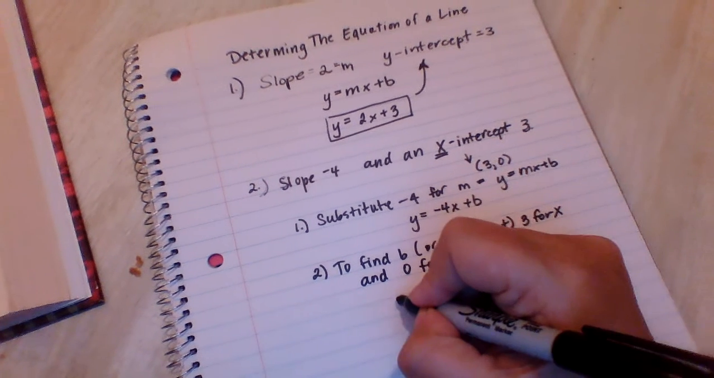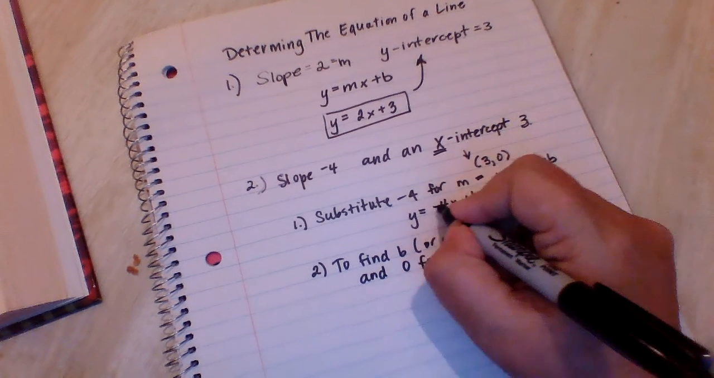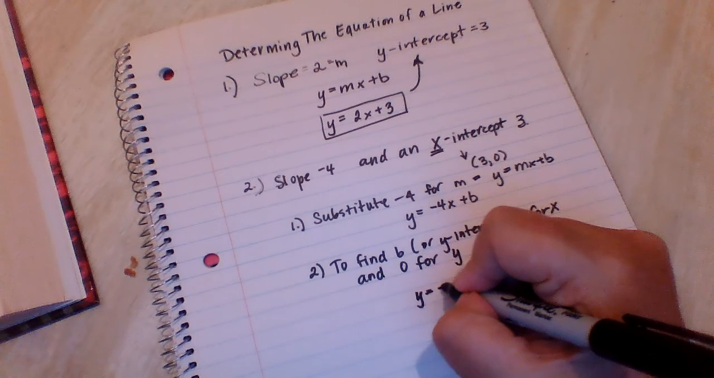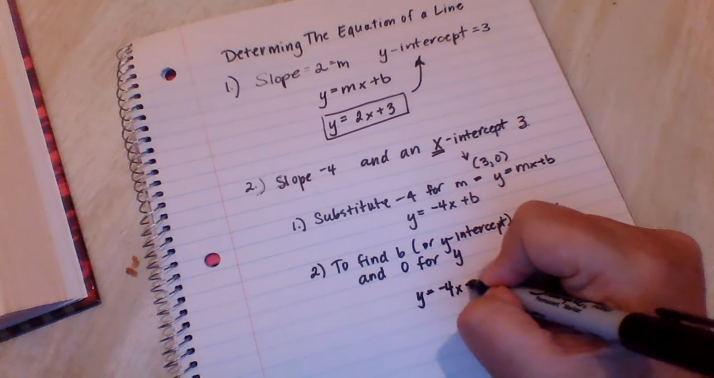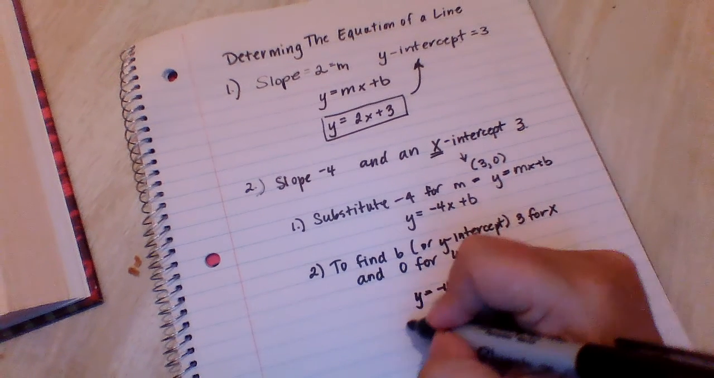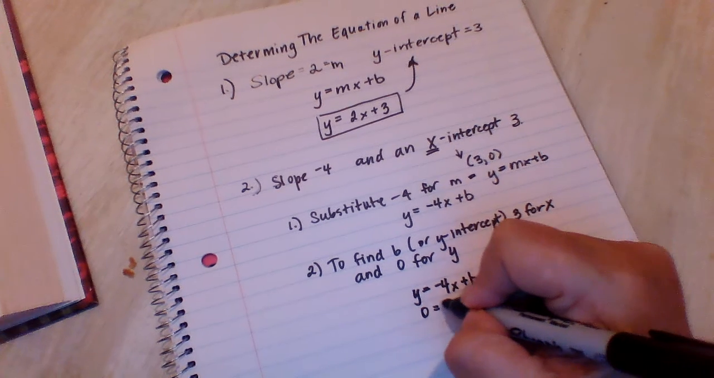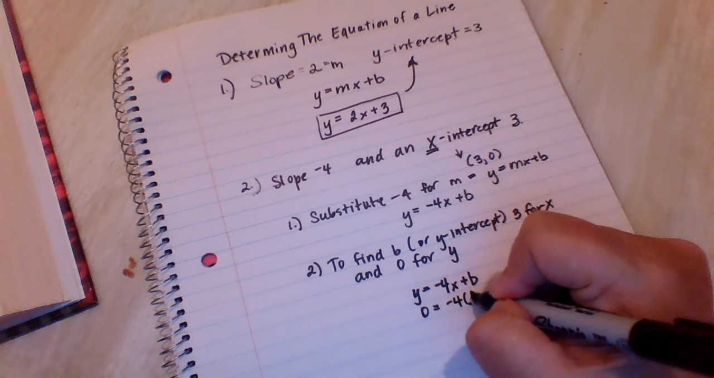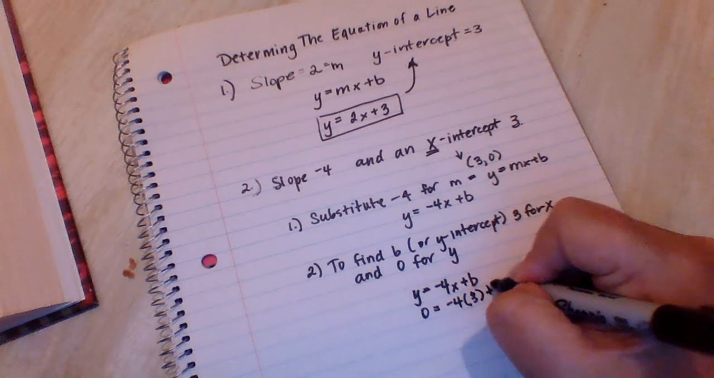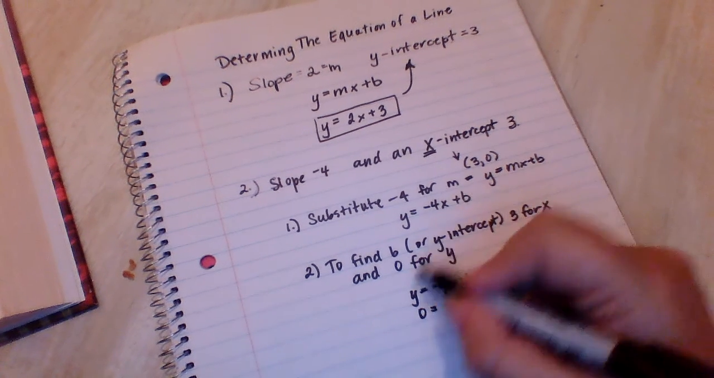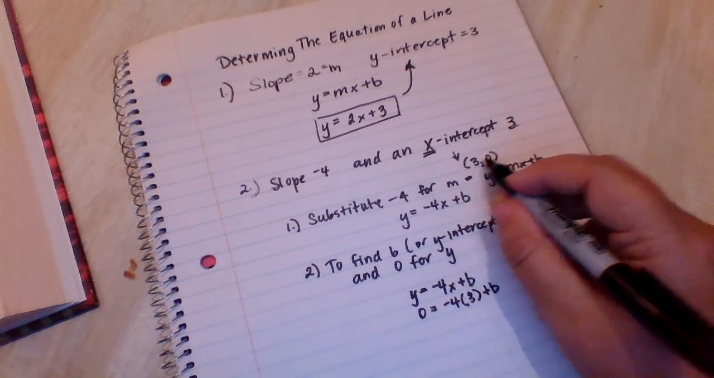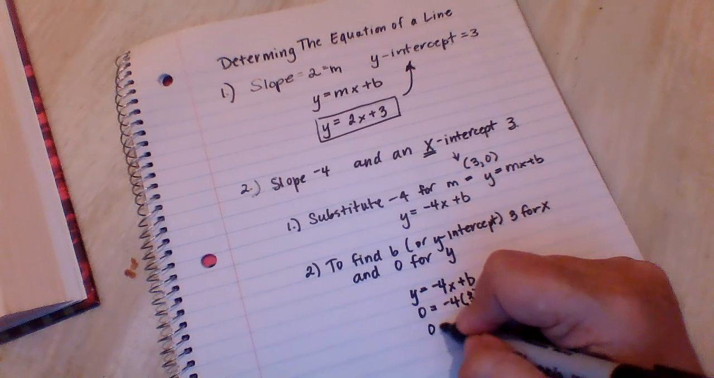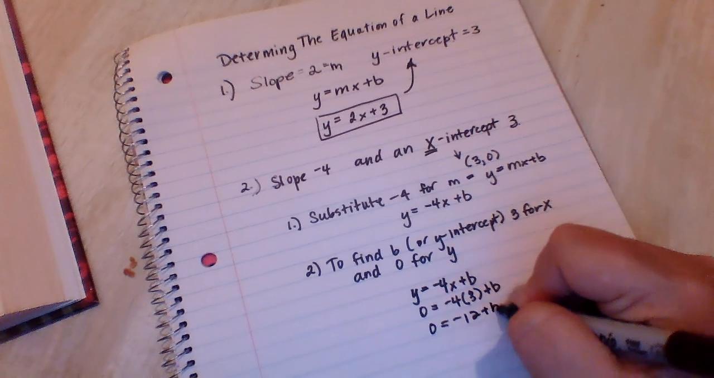Okay, so we're going to say y equals -4x plus b, and we're going to say 0 equals -4 times x, which is 3, plus b. Are you with me? All I did was plug in this point right here. And then you're going to say 0 equals -12 plus b.